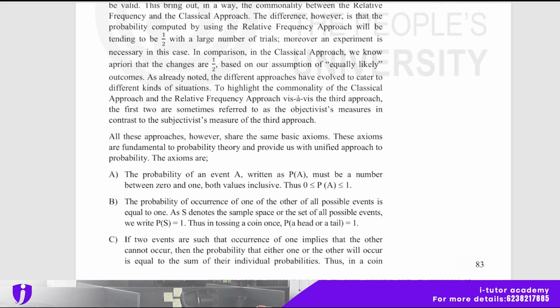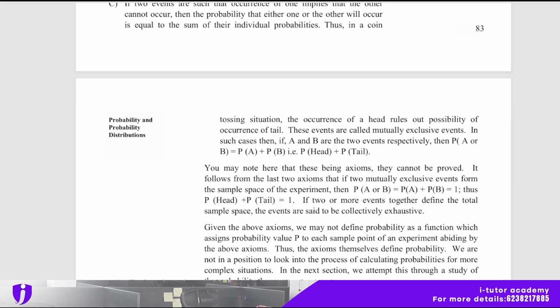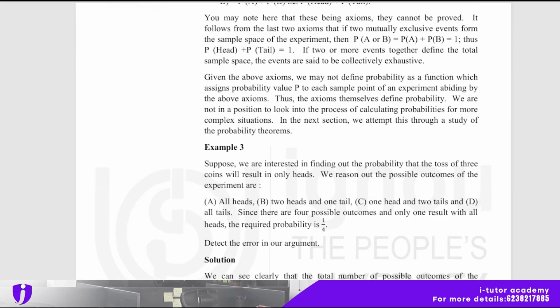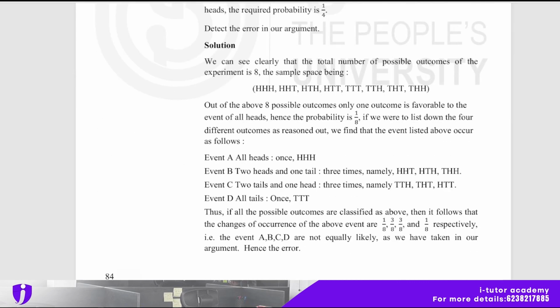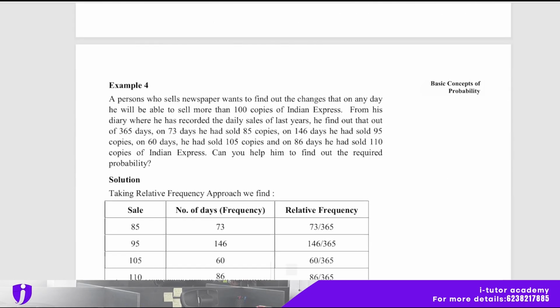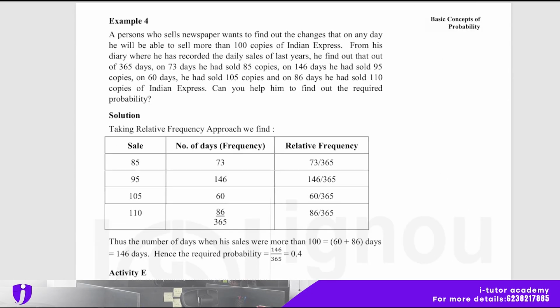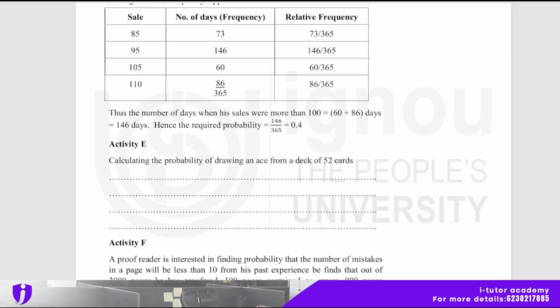So that is the probability measure. All these approaches however share the same basic axioms, and the axioms are fundamental to probability theory and provide us with a unified approach to probability. Okay, you just go through this theory part and the example also here, and based on the example the solution is also here. You just go to your IGNOU study materials and try to do it, and the fourth example is there, and the solution based on that, and the activity also. So try to do the activity, so this portion becomes more clear.